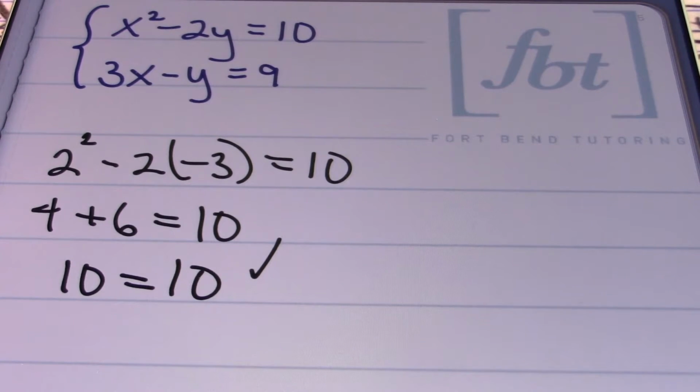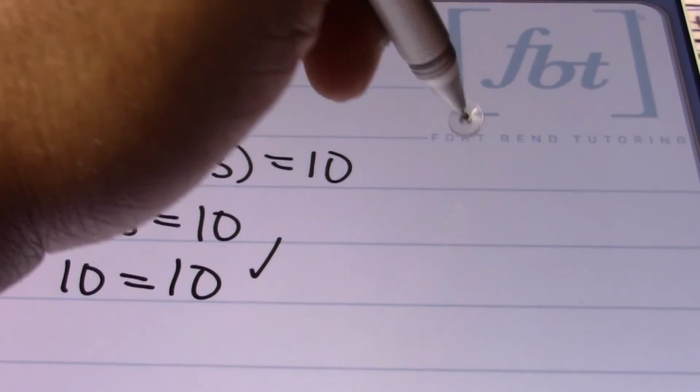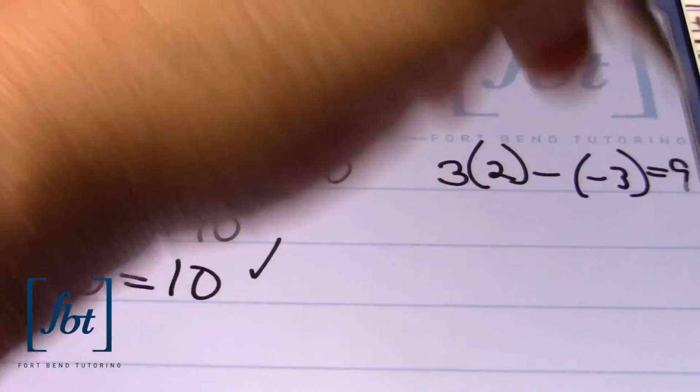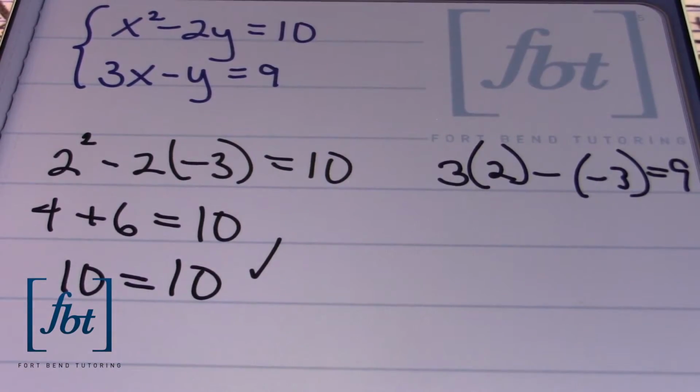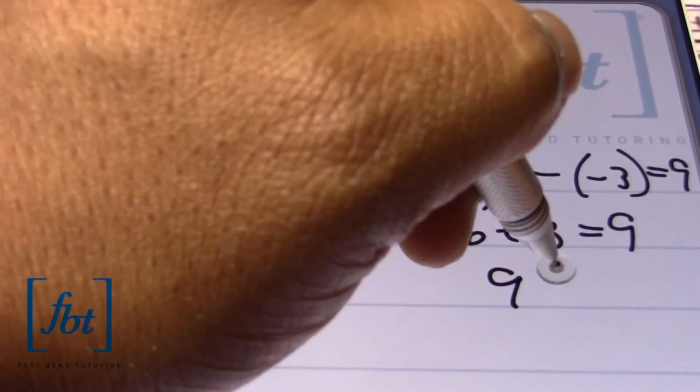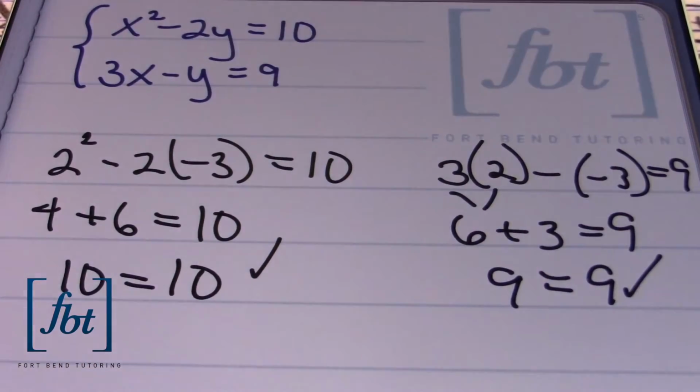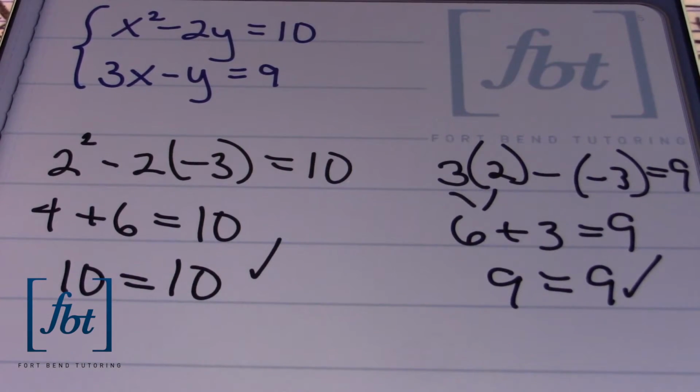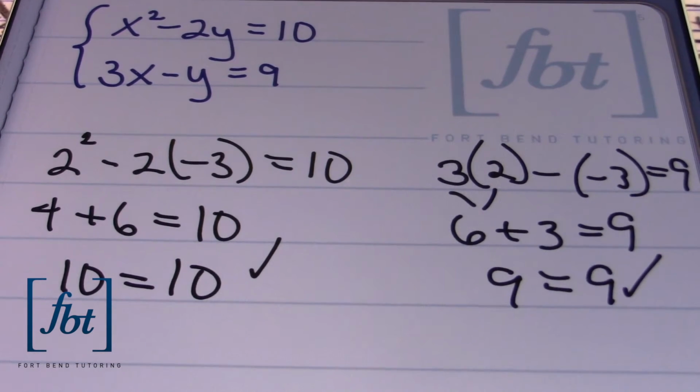So plugging in (2, negative 3) into the linear function, we'll have 3 times 2 minus negative 3 equals 9. All right, so now multiplying the 3 times 2, you'll end up with 6 plus 3 equals 9. And yes, ladies and gentlemen, 9 equals 9. So therefore, we know for certain that (2, negative 3) is a solution to this system. Now let's try (4, 3). Let's see if that works.